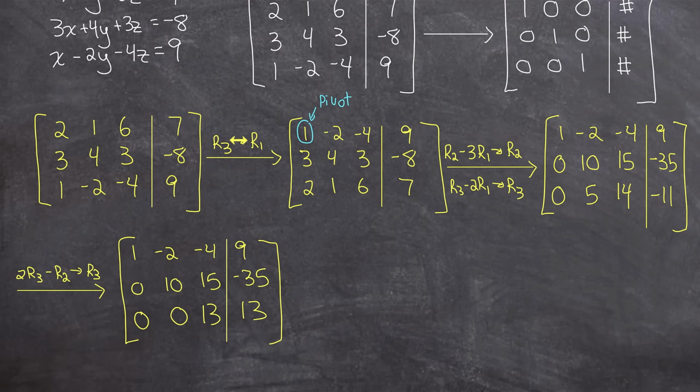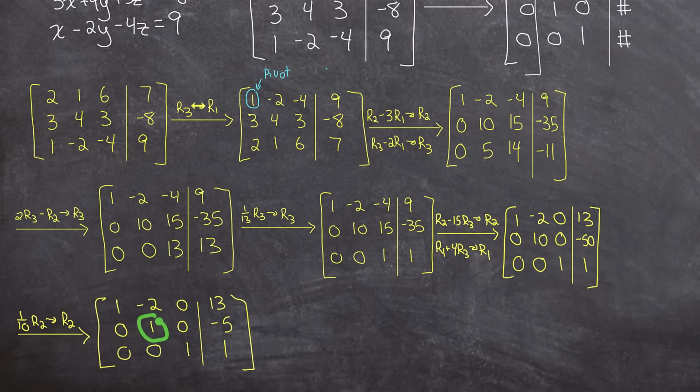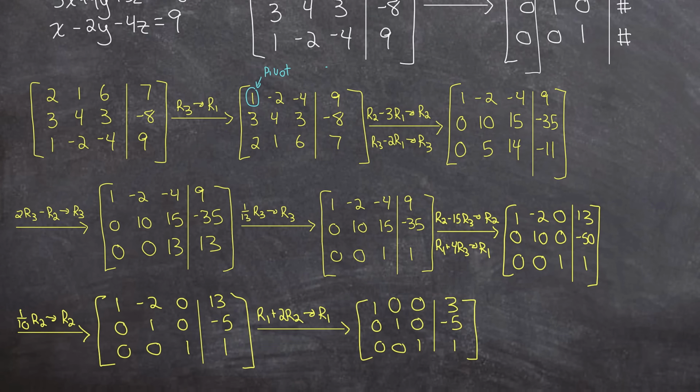Let me zoom back out, and let's now make this 10, which is the leading entry in row 2, become a 1 by multiplying all of row 2 by 1 over 10. So I'll continue that down here. And the last thing we have to do is get the number above this leading 1 to be a 0. So this negative 2 has to become 0. I could do that by replacing row 1 with row 1 plus 2 times row 2. And now this matrix here actually reveals to us the answer to this system.